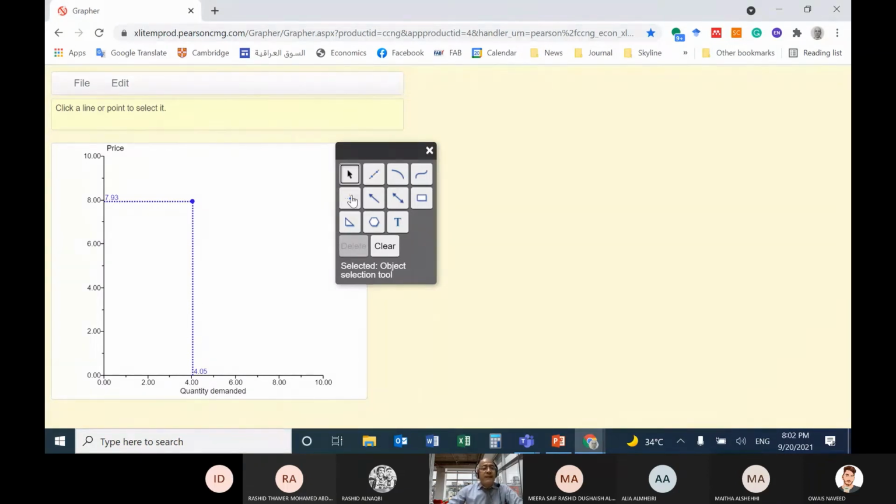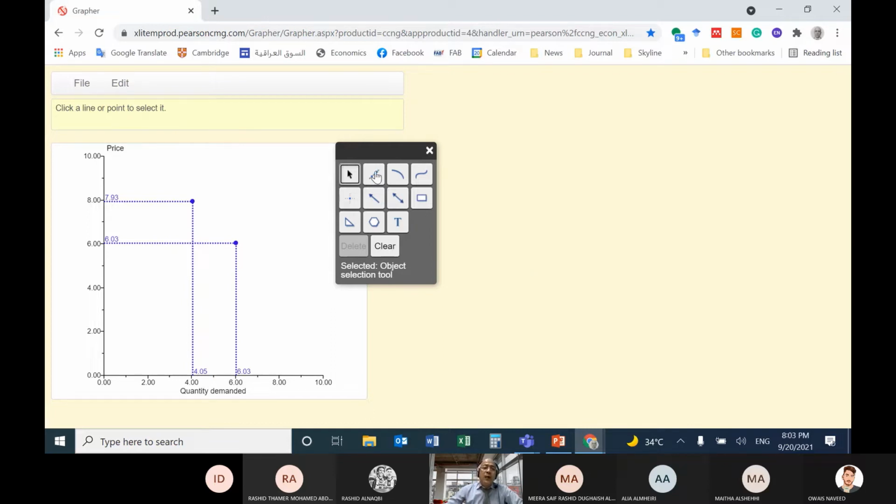Assume the price decreases to 6. At 6 dirhams, we used to buy 6 kilos. So I will plot a dot. So here we have another dot. So again, at a price of 8 dirhams, my family used to buy 4 kilos per week. If the price decreases to 6 dirhams, we would like to buy 6 kilos of tomatoes per week.